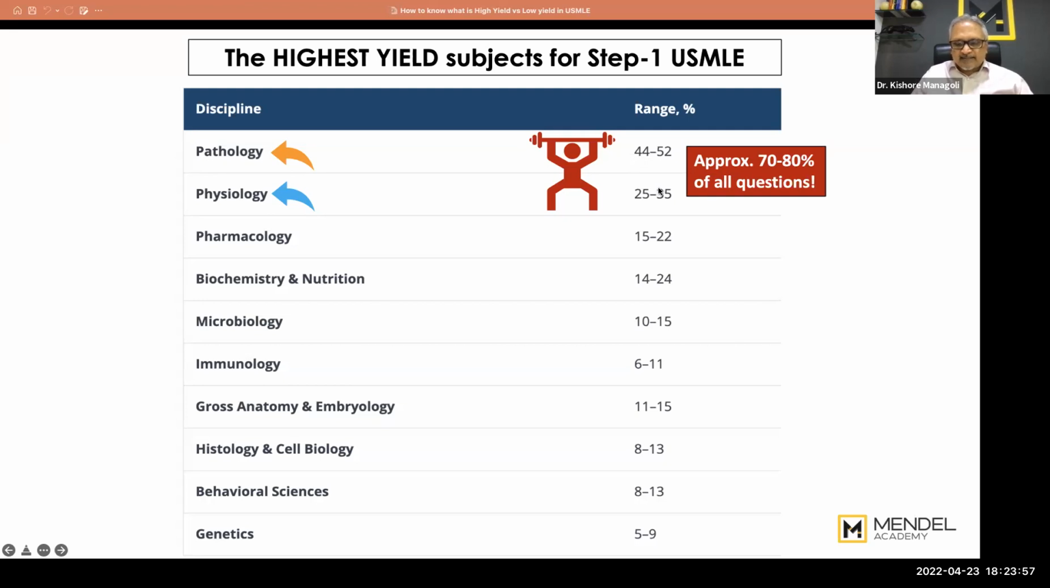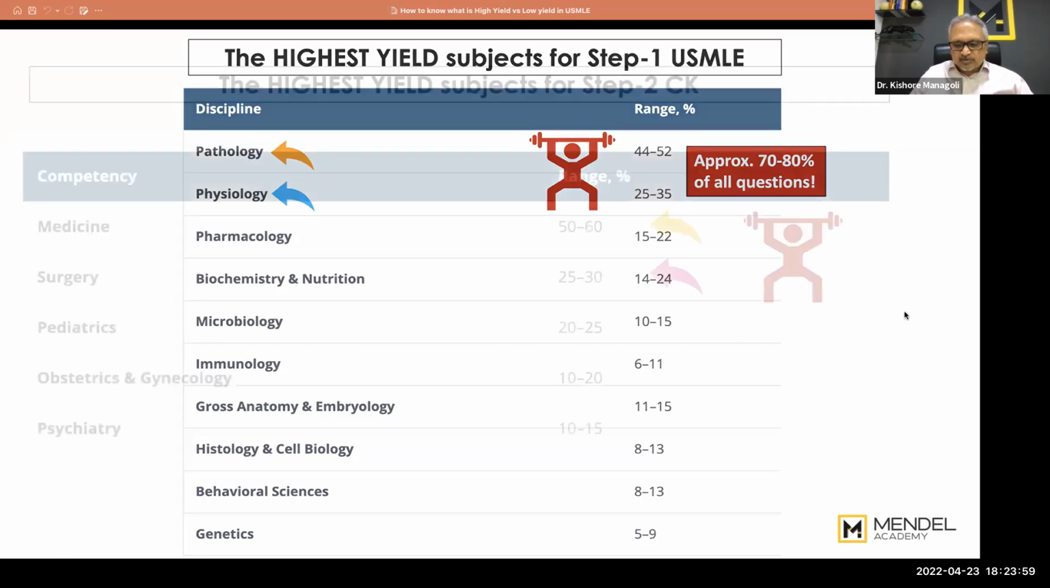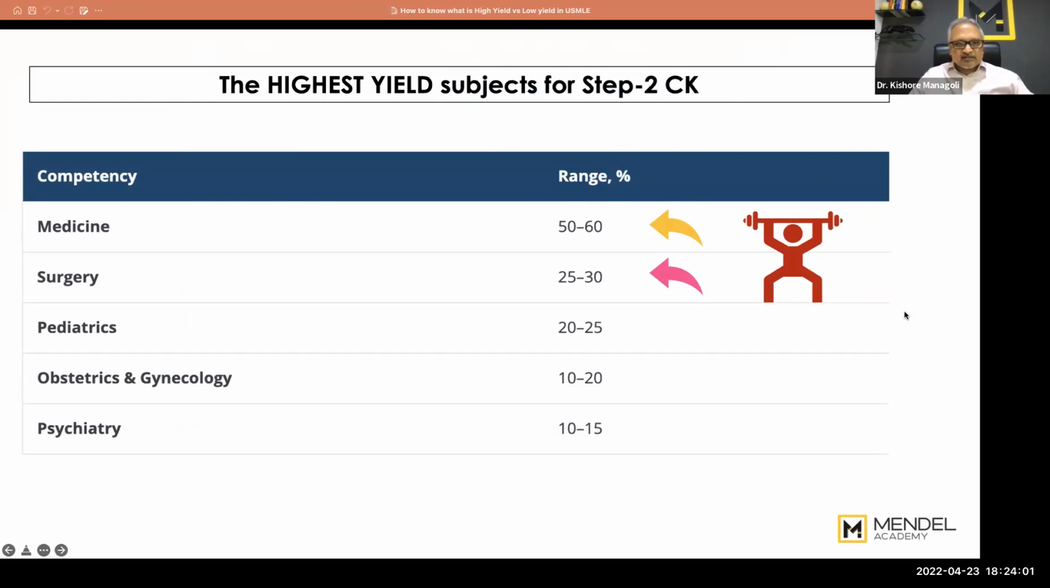And the same applies to step 2. I don't know if there are step 2 CK students. The heavyweight lifting is done by medicine and surgery in step 2 CK, but that again does not mean that you can ignore the remaining subjects.